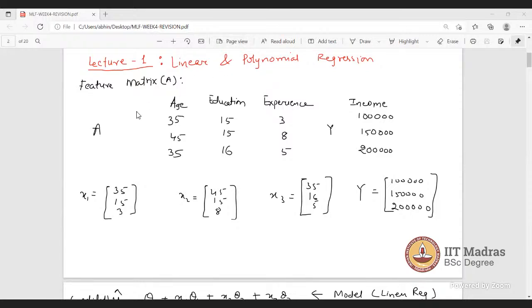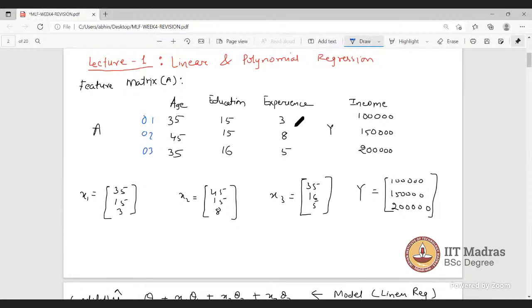A feature matrix is something like this. Consider a problem: suppose we want to predict the income of a person based on these 3 criteria: age, number of years of education, and experience. All this data you are collecting, age, education, and experience, is one example. This is one observation. Similarly, observation 2, observation 3.